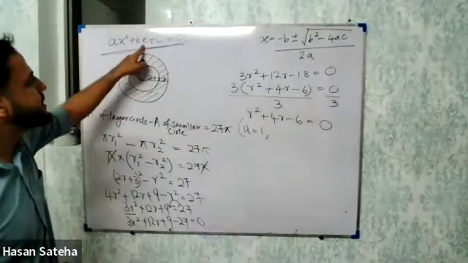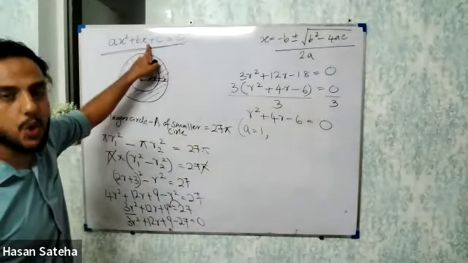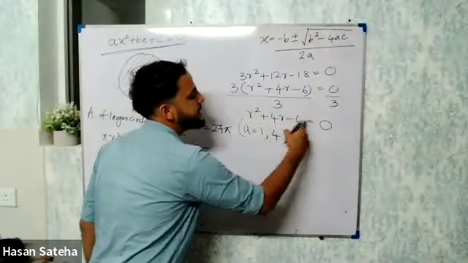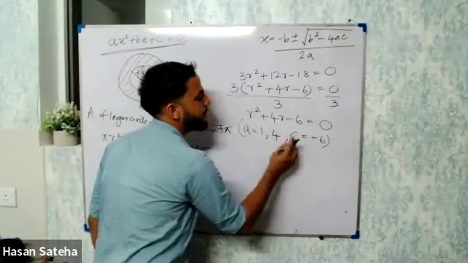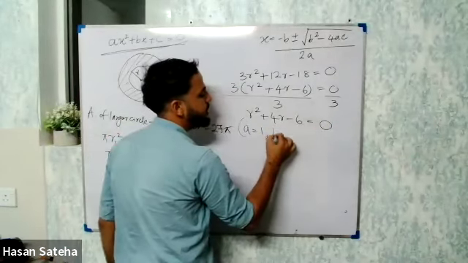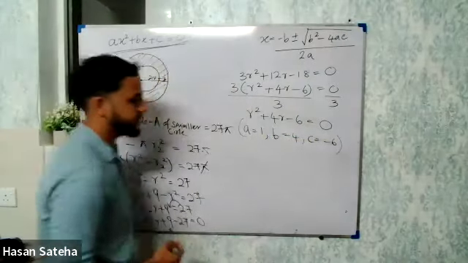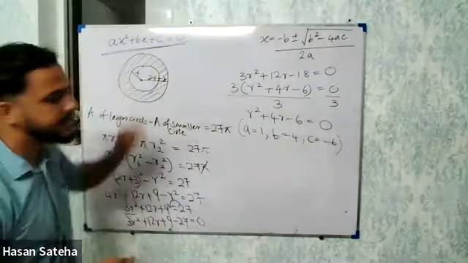See here, b is the coefficient with the unknown term, that is 4 here. C is the number, c is equal to minus 6. So b is equal to 4, c is equal to minus 6. Right, so there is no space here. I'll erase this part and apply the formula.